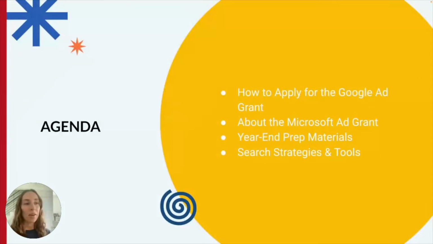So getting into the agenda. First we're going to talk about how to apply for the Google Ad Grant. And then we're going to get into the Microsoft Ad Grant because I know that's pretty new and it's very exciting. And then we're going to talk about the meat of the session, the year-end prep materials, as well as the actual strategies and tools that we can use for search ads during year-end.